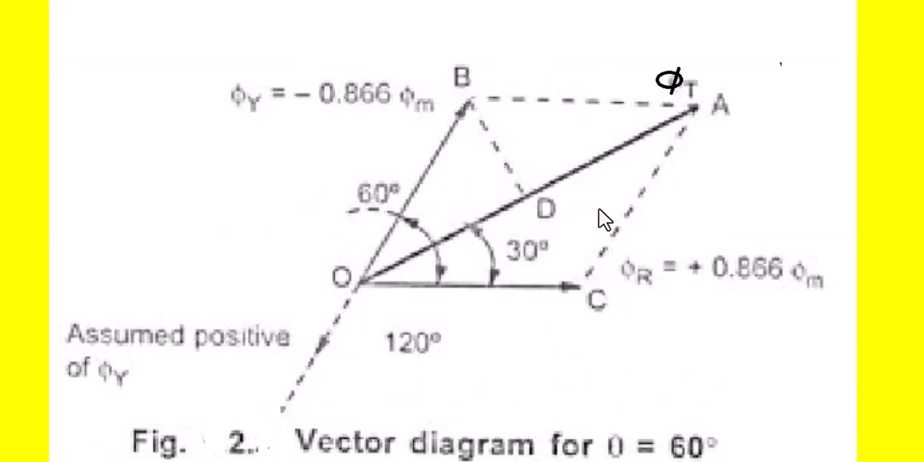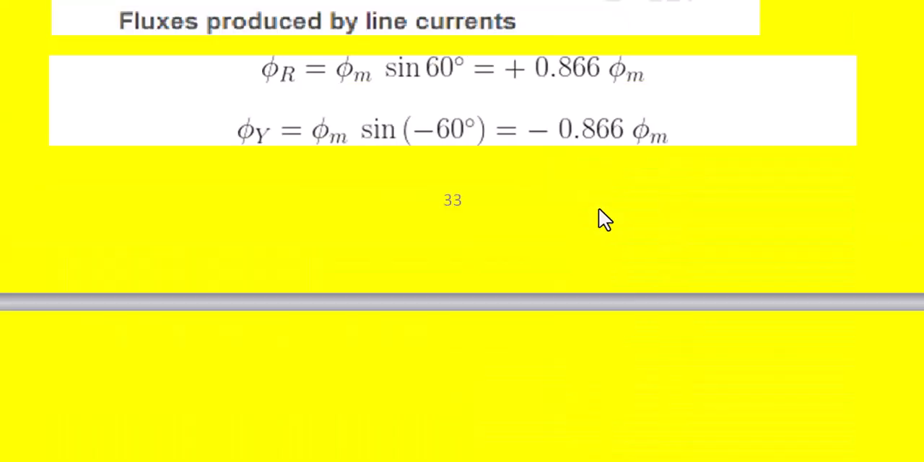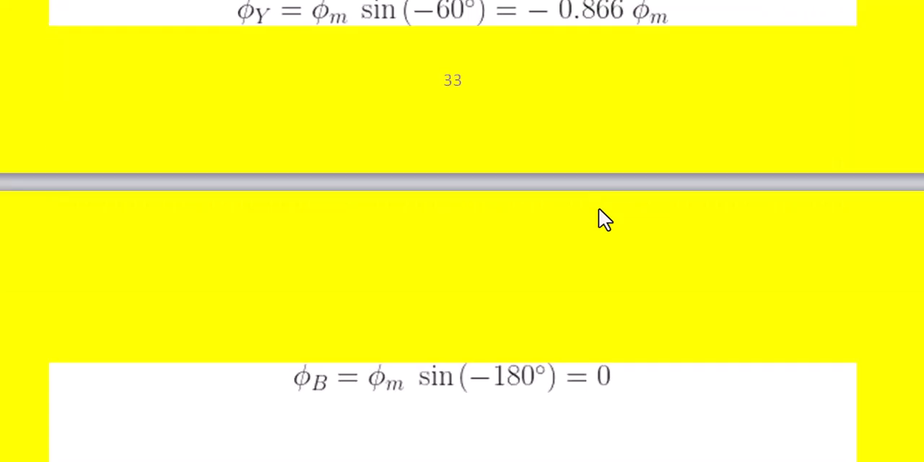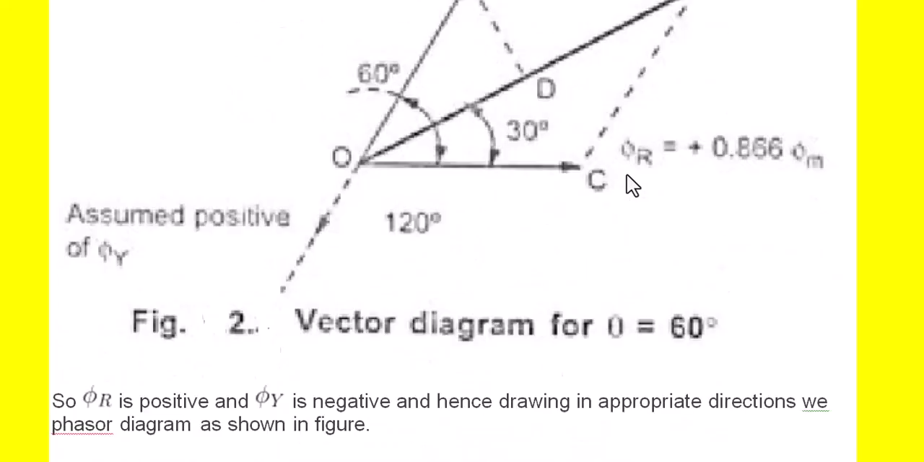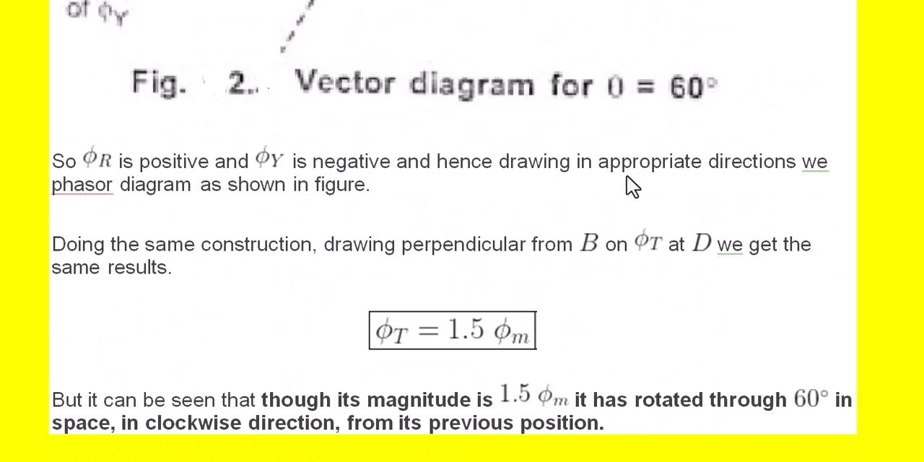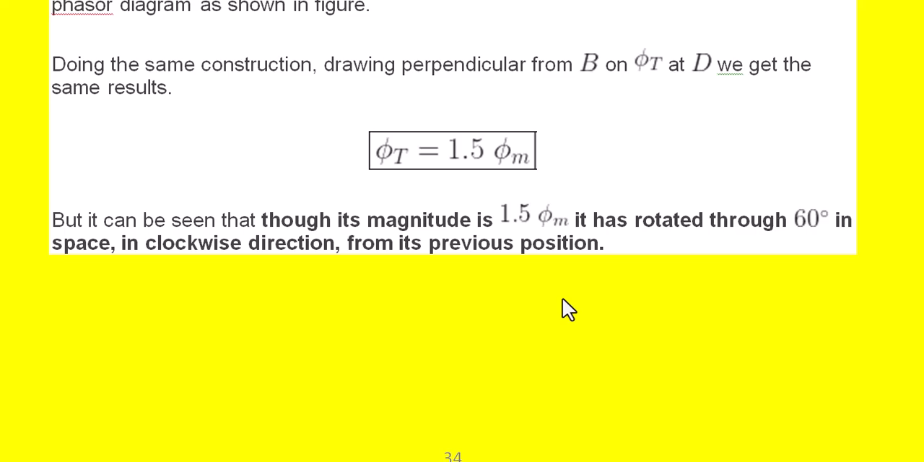So opposite to the positive direction of the y phase will lead to minus. This is the minus side, that is OB. So phi y will become minus 0.866 phi m, and phi r is already there, 0.866 phi m. And taking this parallelogram and then finding phi t, which is nothing but 2 into OD, that becomes 1.5 times the maximum flux.